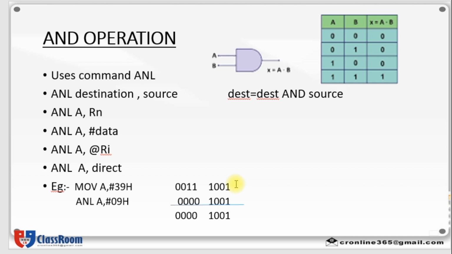By performing AND operation, for inputs 1 and 1, output will be equal to 1. For 0 and 0, output will be equal to 0. Like that, for 1, 0, output will be equal to 0. After this operation is executed, your result will be equal to 09. So, accumulator will be having the result as 09H when an AND operation is executed. So, you can directly perform this AND operation by writing simple instructions MOV A comma hash a value and ANL A comma hash another value.